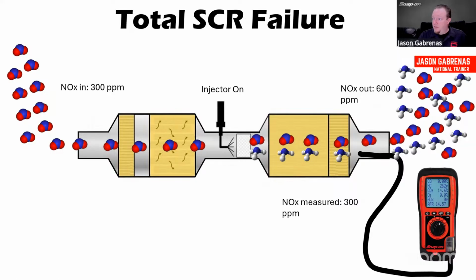Total SCR failure, when it's not doing anything. Say we have 300 parts per million of NOx going in, and then we have 300 parts per million of ammonia. And then it's reading 600 parts per million out at the PID data, right? So in this case, it's combining the urea or the ammonia reading and the NOx reading. So you could double check that by reading just the NOx of 300 parts per million on the 5-gas.